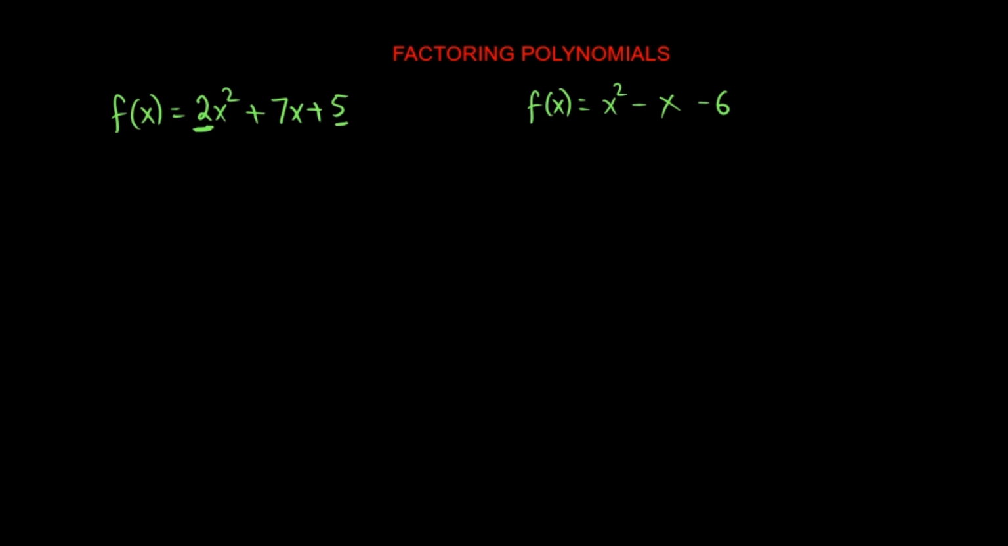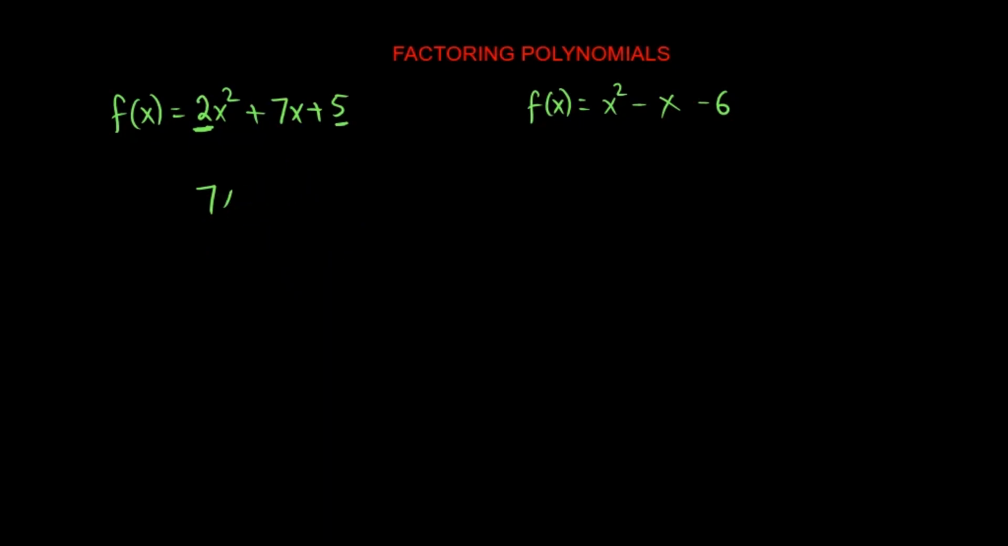You might be given a function like this, 7x plus 2x squared plus 5. Before you start any further, you have to make sure that the variables are in decreasing order. So this is order 2, this is order 1, and this is a constant number. You have to arrange it as 2x squared plus 7x plus 5. And now you will follow the steps we are about to discuss.